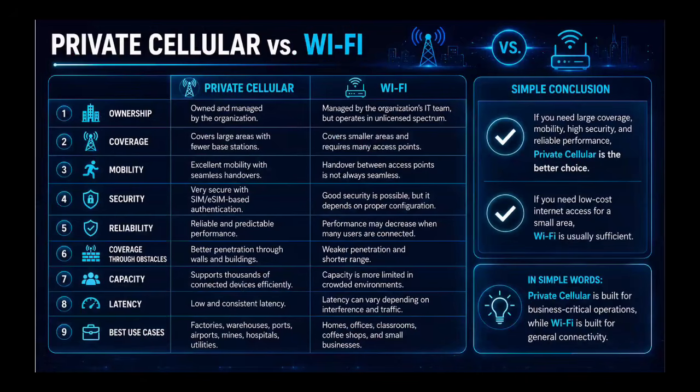We have seen the differences between LTE and Wi-Fi, right? Cellular covers a large area with fewer base stations, but we require a large number of access points in the case of Wi-Fi, even to cover a small area. Mobility is also excellent in the case of cellular. Security is much better in LTE as compared to Wi-Fi. And for coverage, you can see better penetration through walls. Capacity can be increased with a very low number of devices, but capacity is very limited in the case of Wi-Fi. All these things we have discussed in detail, right?